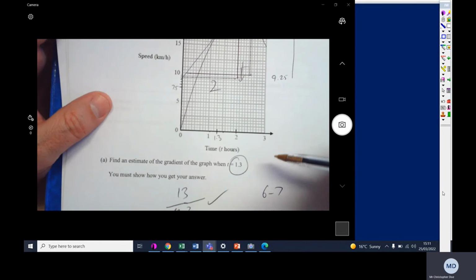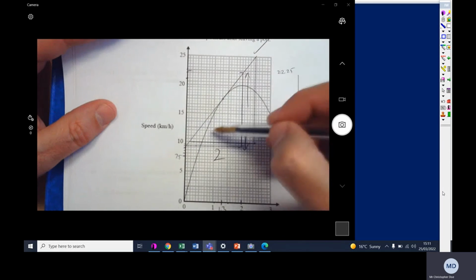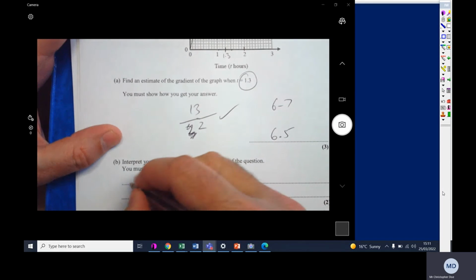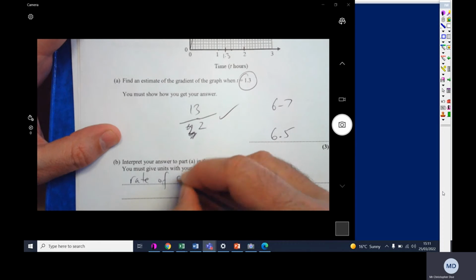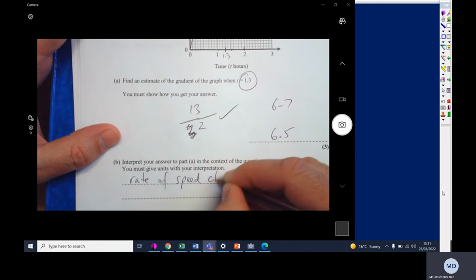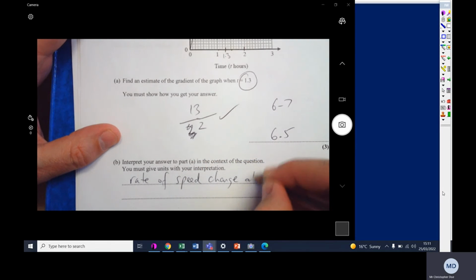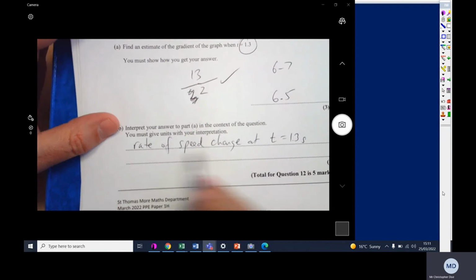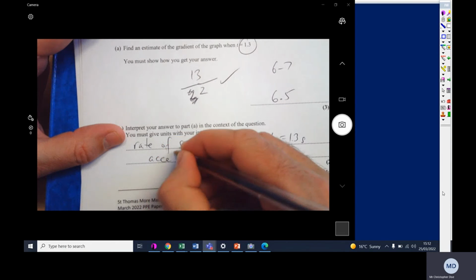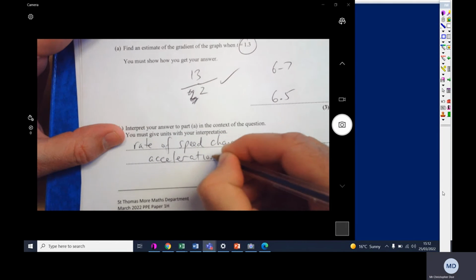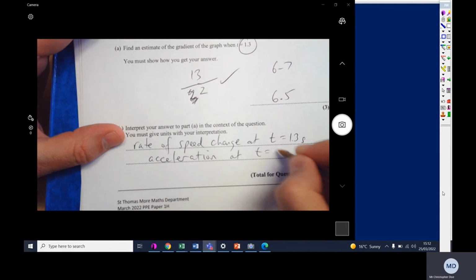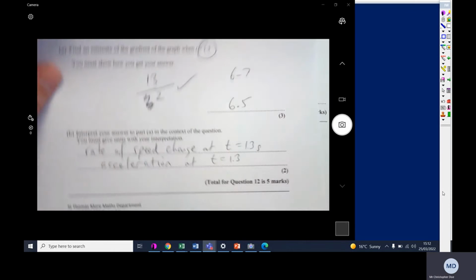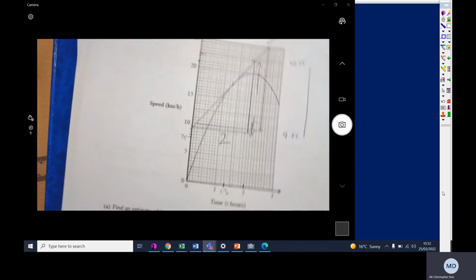Interpret this in context. Okay, I've got a speed time graph, and I'm finding how speed changes with time. So you could put rate of change of speed at time equals 1.3 seconds. Another word for rate of change of speed is acceleration, but I don't think you had to have that. Acceleration at t equals 1.3 gets the marks. Okay, let's move on.